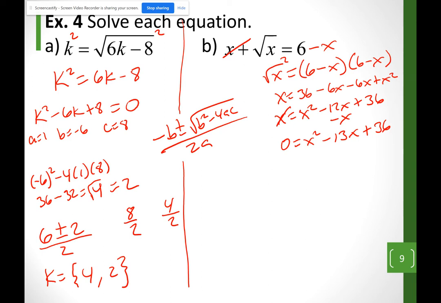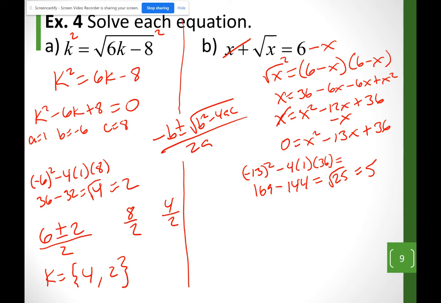All right, I'm going to do my quadratic equation. B squared minus 4ac. So I'm going to do negative 13 squared minus 4 times 1 times 36. Negative 13 times negative 13 gives me 169. Now 4 times 1 times 36 is 144. 169 minus 144 is 25. The square root of 25 is 5.